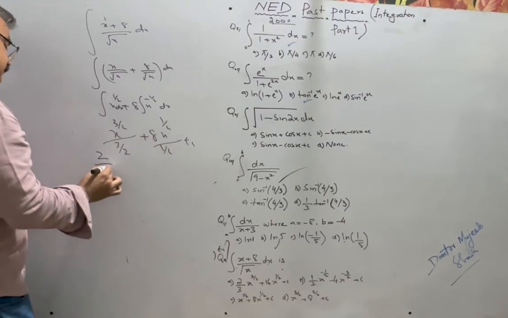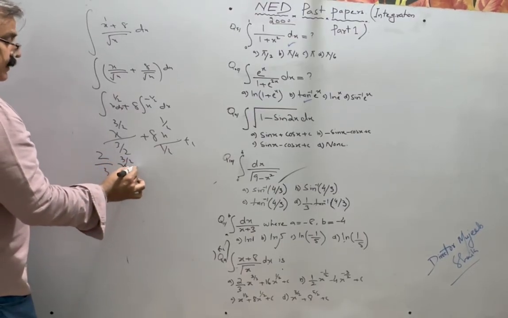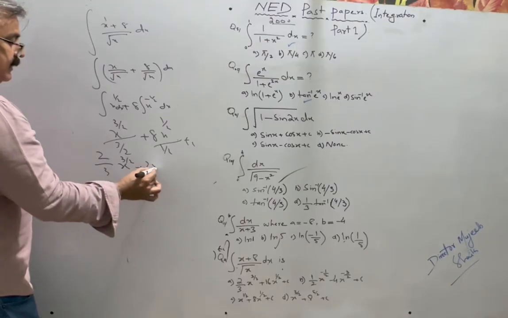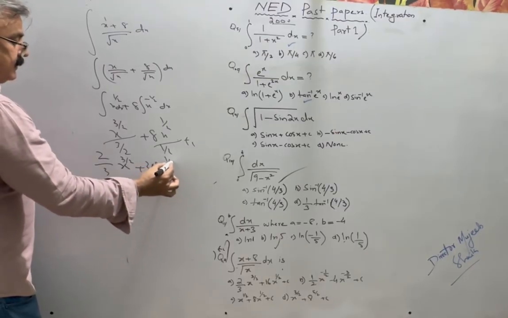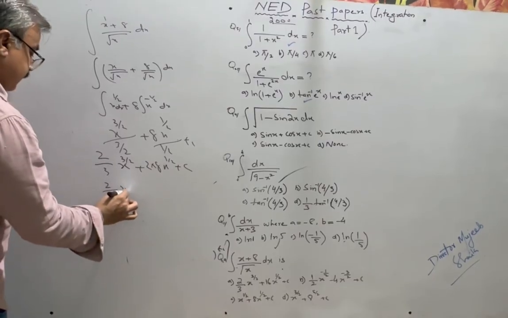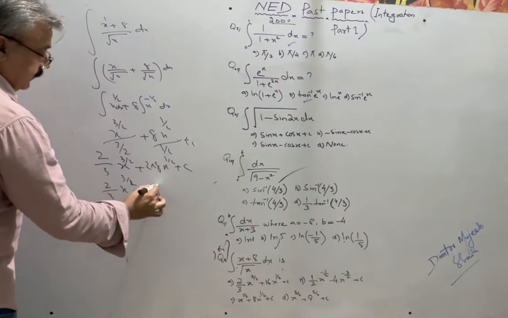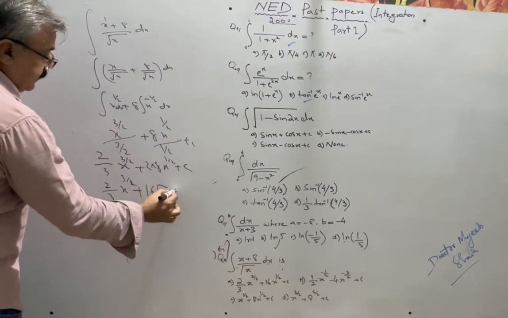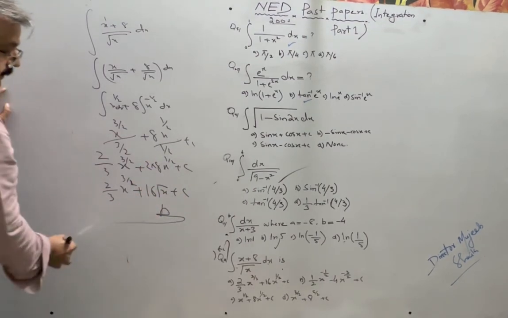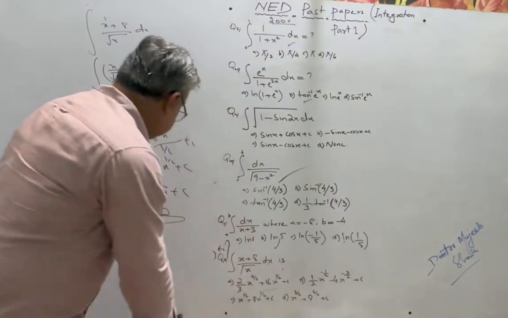It will become 2 over 3 times x raised to 3 over 2 plus 2 times 8, that is 16, x raised to 1 over 2, which can be written as under root x, plus c. So what is the answer in that case? This first one is our answer.